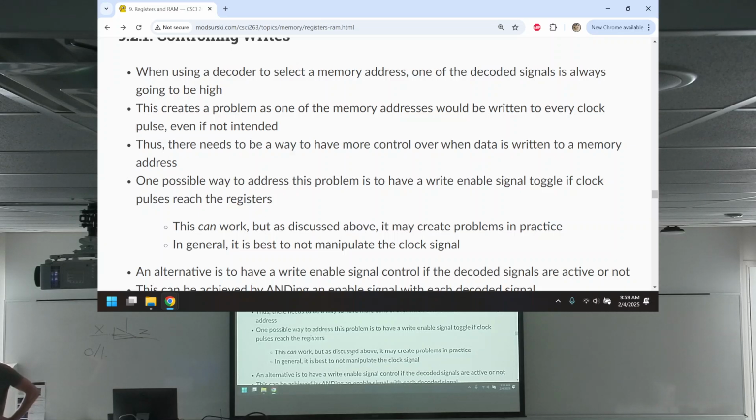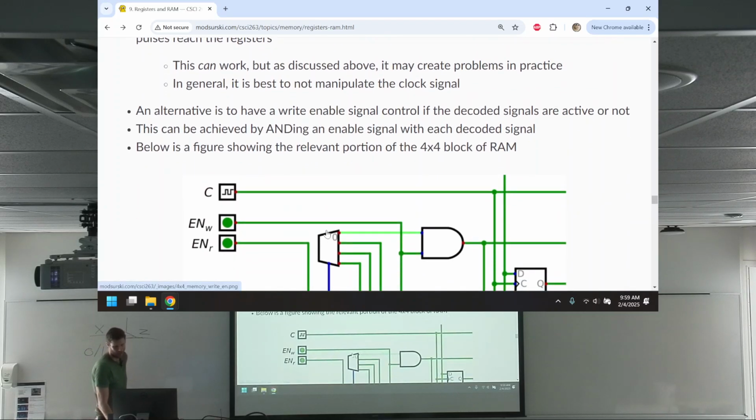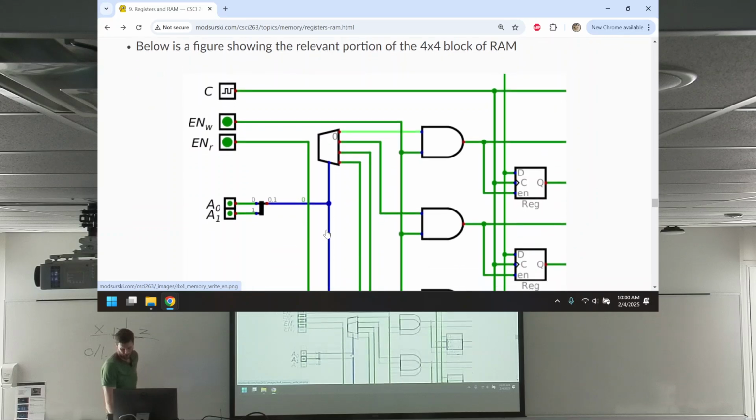One possible way is to have a write-enable signal toggle the clock. Again, don't do this. This can work, but you'd be evil. An alternative is to have a write-enable signal control whether the decoded signals are active or not. This can be achieved by ANDing an enable signal with each decoded signal. Below is the figure showing that general idea.